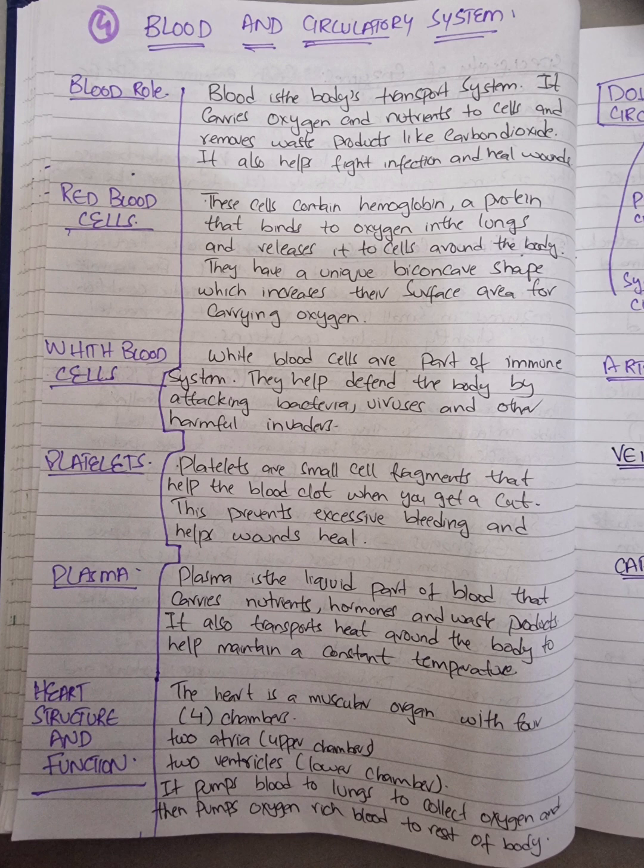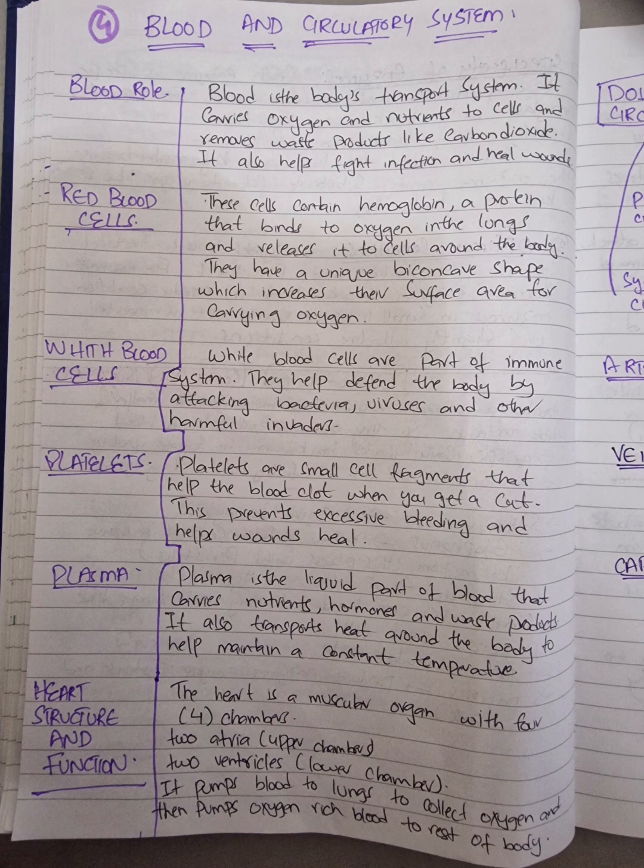Then what is platelets? Platelets are small cell fragments that help in blood clotting when you get a cut. This prevents excessive bleeding and helps wounds heal. Then what is plasma? Plasma is the liquid part of the blood that carries nutrients, hormones and waste products. It also transports heat around the body to help maintain a constant temperature.